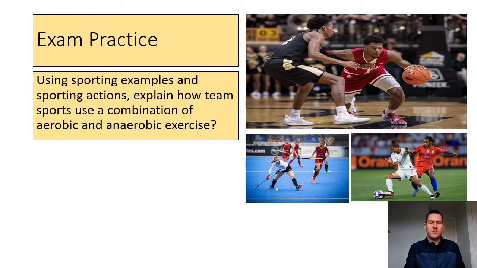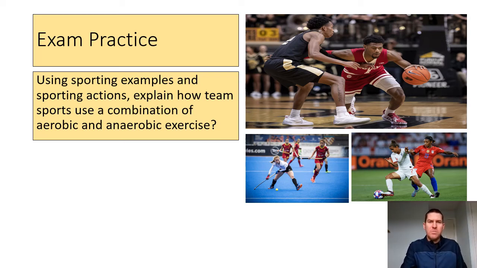Okay, so the previous questions were looking at AO1s, your knowledge. Now we're going to try and apply some more examples, and we're going to start to look at AO2 and eventually a little bit of AO3 if we can. So this question here: using sporting examples and sporting actions, explain how team sports use a combination of aerobic and anaerobic exercise. So again, pause your video here, make a note of that question and see if you can answer it using some of those diagrams, those pictures, as good sporting team examples that you could use.